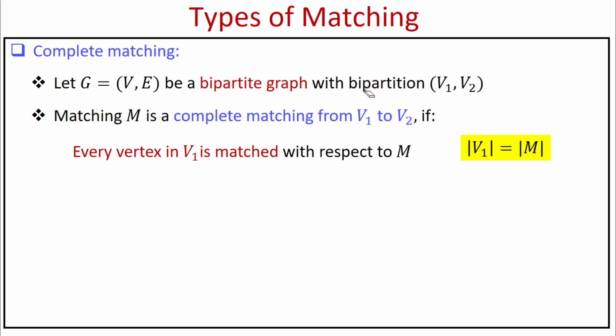Whereas if I want to find a complete matching from V2 to V1, then the matching should be such that its cardinality should be exactly equal to the cardinality of V2. Namely, it should be ensured that every vertex in V2 is matched, and that's possible only if the cardinality of M is the same as the cardinality of V2.